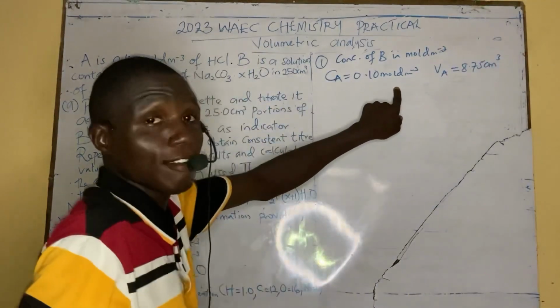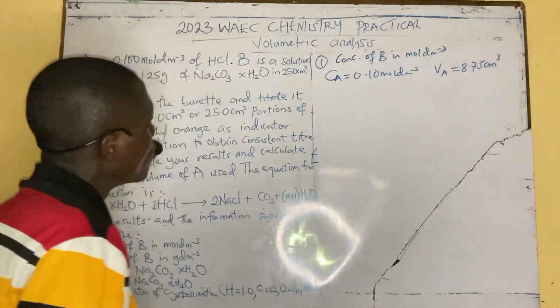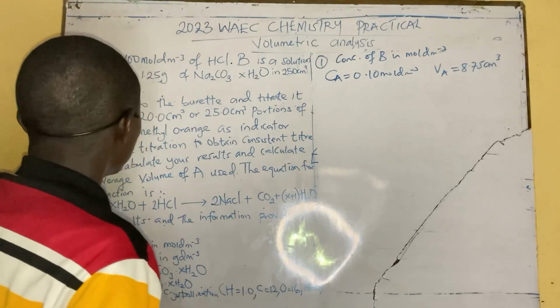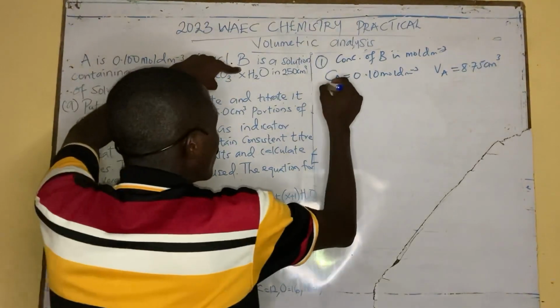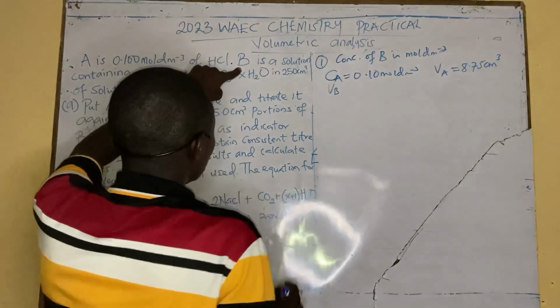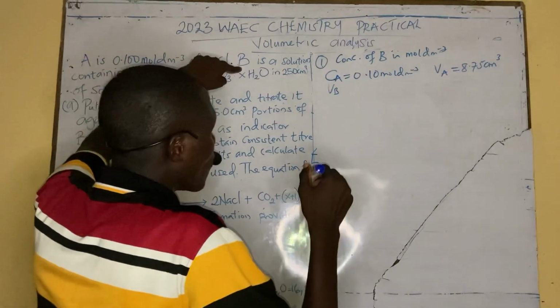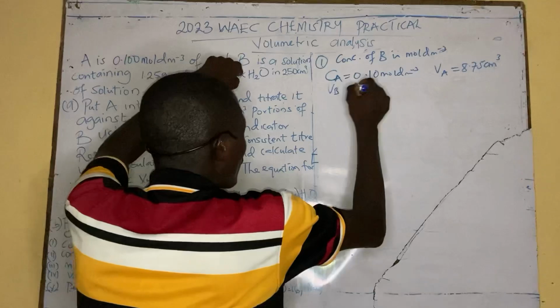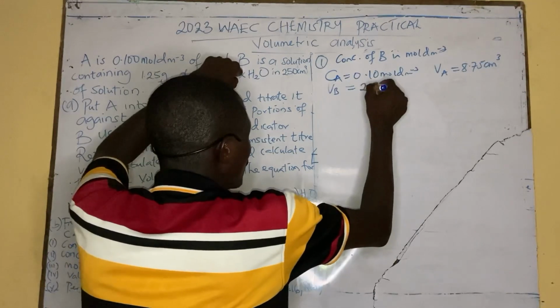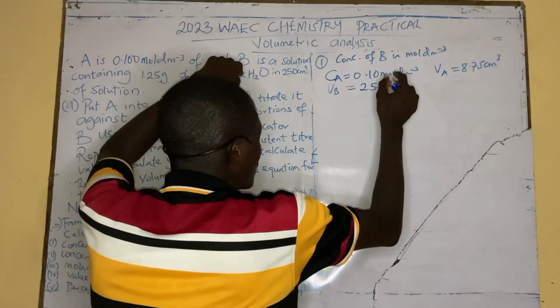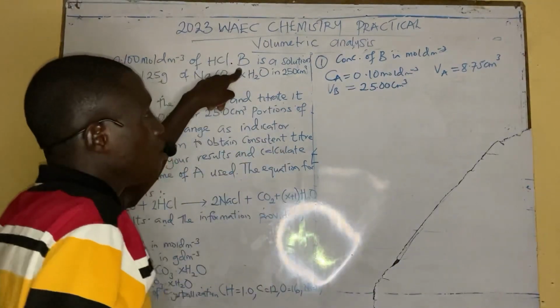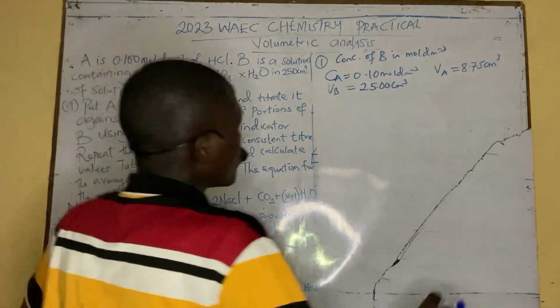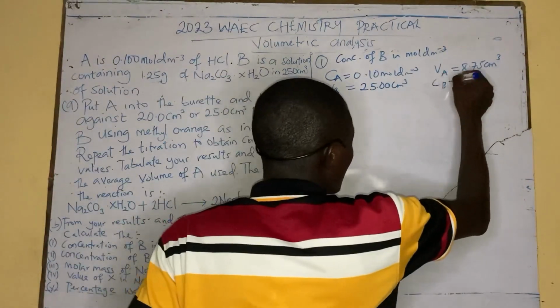Centimeter cube. That's our Va. Now, from there, we also know our Vb. That is the volume of the pipette, which is equal to the volume of base, 25.0 centimeter cube. Also, don't forget, we are looking for Cb.